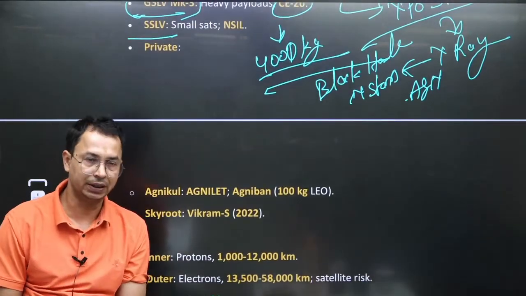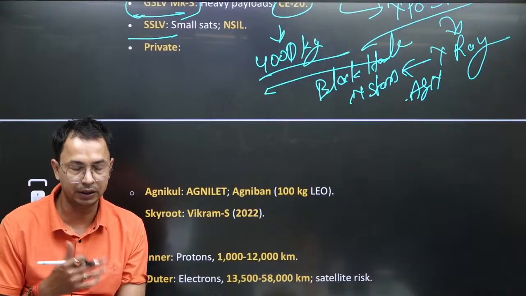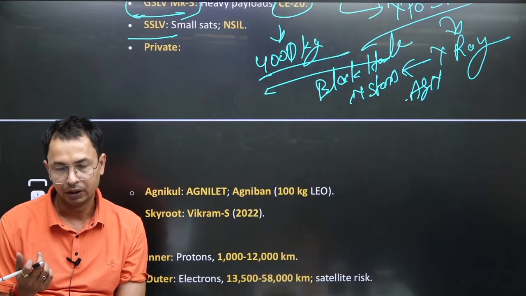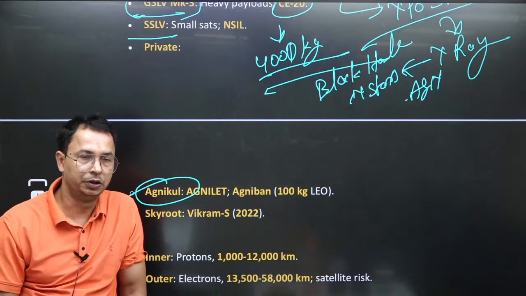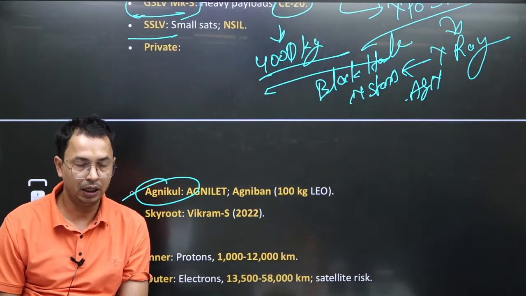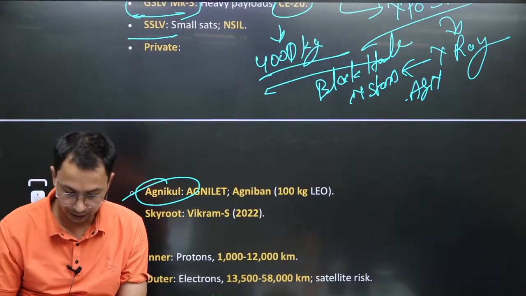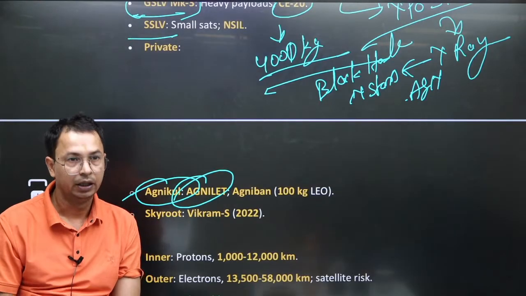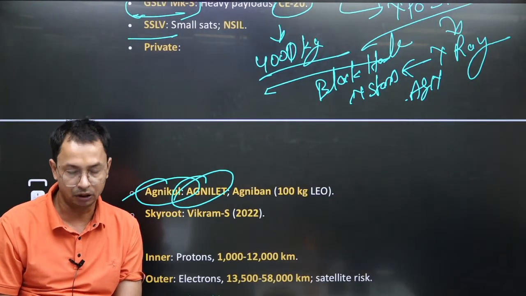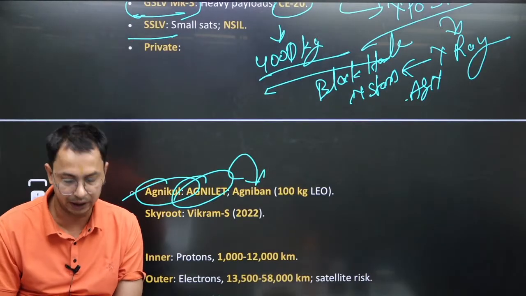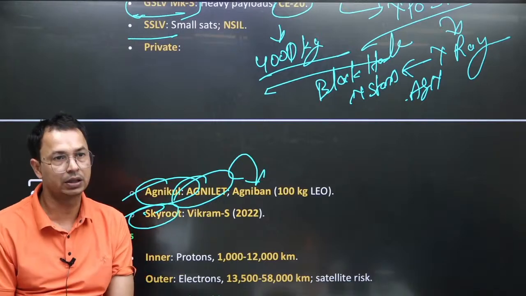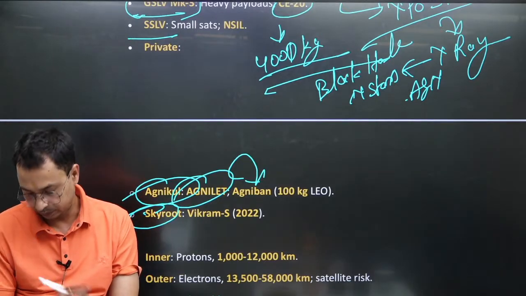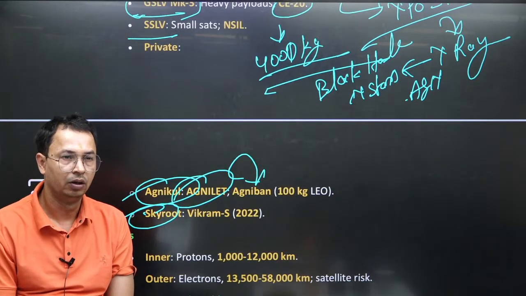Then some private companies entered into the space sector. In India, there is a company that is known as Agnikul Cosmos. Agnikul Cosmos made a 3D rocket engine that is known as Agni-Let, and this Agni-Let 3D rocket engine will be used in a rocket that is called Agni-Pan. Then there is another company that is called Skyroot.